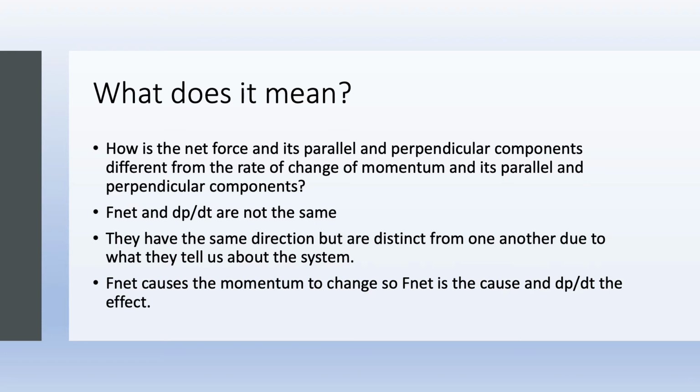What does it mean? How is the net force and its parallel and perpendicular components different from the rate of change of momentum and its components? So F net and the rate of change in momentum have the same direction, but are distinct from one another due to what they tell us about the system. For example, F net gave us the overall direction of the system, while the change of momentum tells us how the system is changing over time. So F net causes the momentum to change, so F net is the cause and dp/dt the effect.